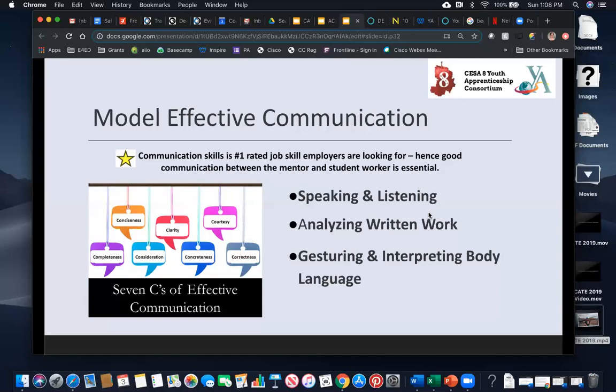If possible, modeling with students, writing and analyzing their written work, using professional language and being clear and concise. If creating emails, for example, is something you need to do as part of your job, help students understand what's appropriate to follow for professional language in that kind of communication. And then gesturing and interpreting body language. 60 to 70% of nonverbal communication is derived from our body language. So it's really important to model that to students. What is effective body language? And always be thinking about, what is my facial expression and body language saying right now?